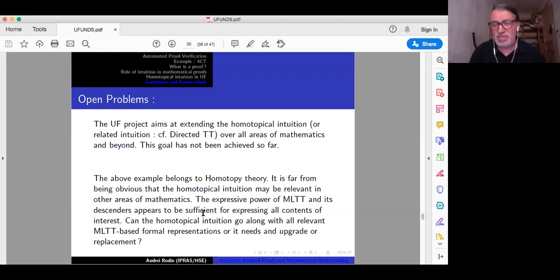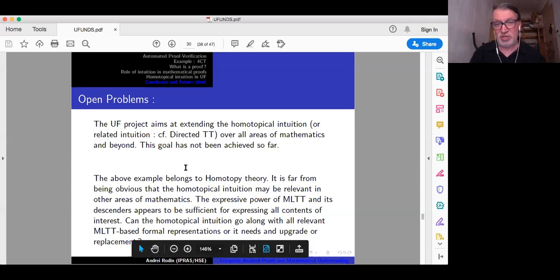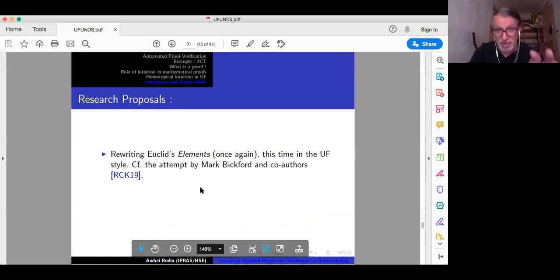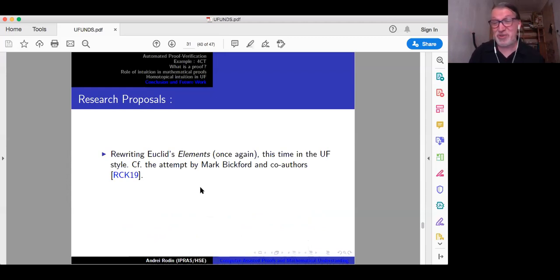But the question is whether the same intuition may also be relevant when we formalize, say, with Coq or cubical Agda or whatever, some other areas of mathematics. Can we reasonably transport this intuition to other areas of mathematics? That's, of course, not obvious at all. And my concrete proposal is about Euclid: again rewrite Euclid in Univalent Foundations style, just as Hilbert wrote it in his style.